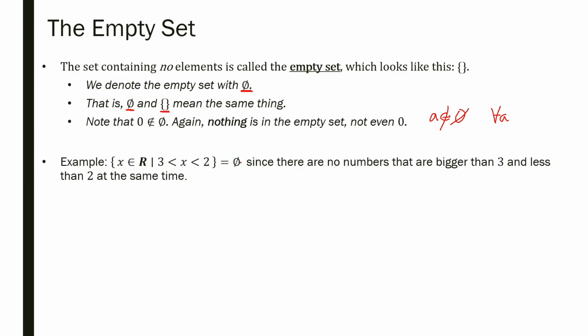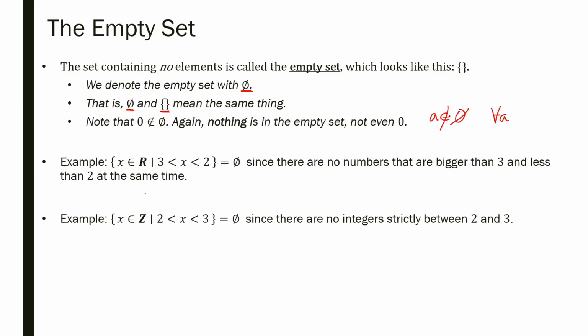Another example, let's look at all the integers x such that 2 is less than x and x is less than 3. This also is the empty set. Why? Well, because there are no integers that are strictly between 2 and 3, right? X can't be 2, because we have greater than 2. X can't be 3, because we have less than 3. And there's no other integer between 2 and 3. Therefore, this is also the empty set.